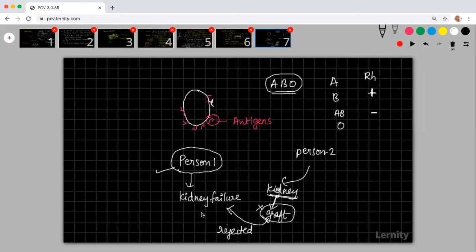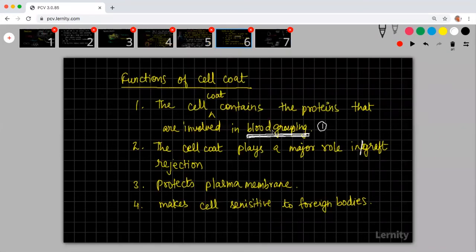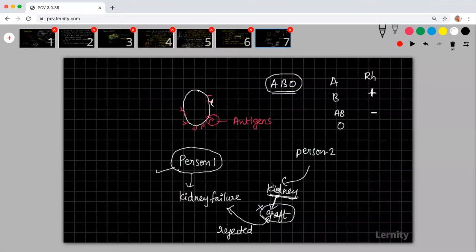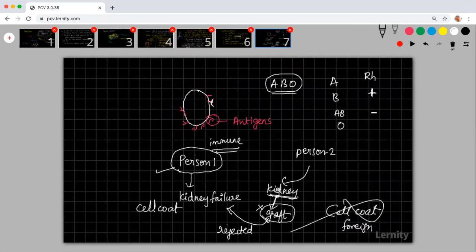Who is responsible for graft rejection? Basically, the cell coat is responsible for graft rejection. This particular organ has a cell coat. This person has a cell coat. When both of them are not matching, this particular person's immune system will consider this as foreign, and it will try to kill it.